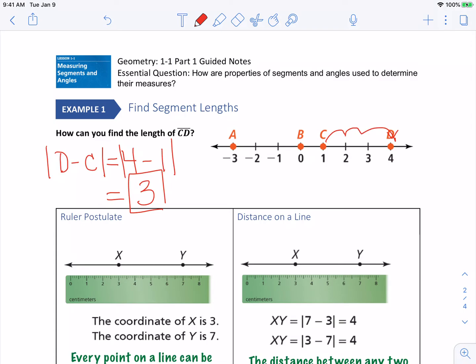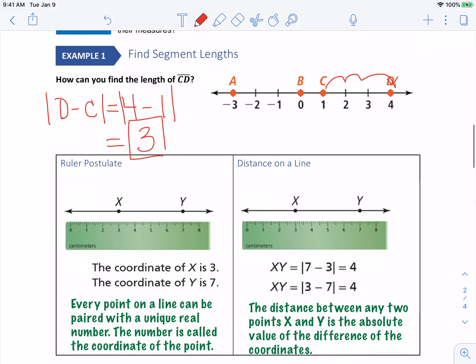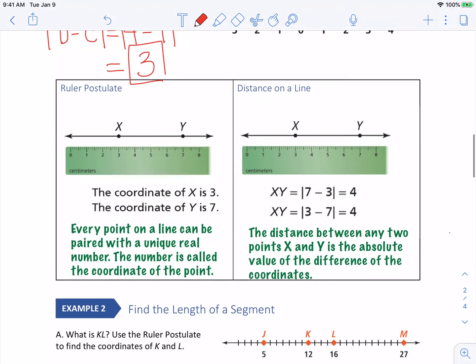So the ruler postulate is something that we use every day, and you've used for a long time. We use the word postulate in geometry when it's something that we do not need to prove. It's something that's common knowledge. So here we have the ruler and points X and Y. The coordinate of X is 3 and the coordinate of Y is 7. So the ruler postulate says that every point on a line can be paired with a unique real number. The number is called the coordinate of the point.